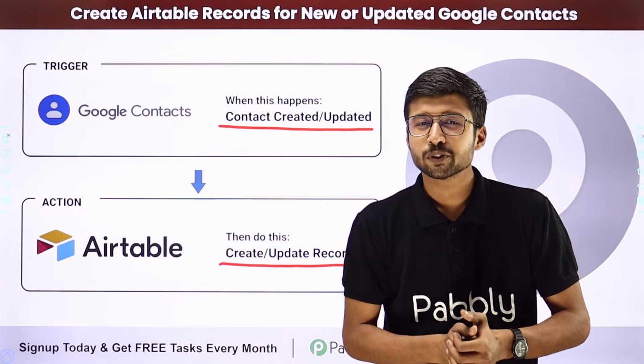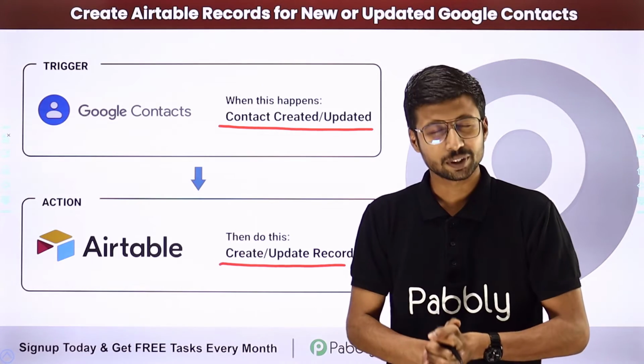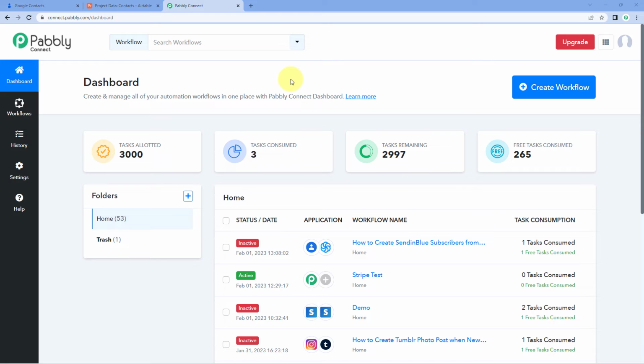Now how can you set up this automation? To know this, you have to come with me to my screen. So as you can see, here we are on Pabbly Connect's dashboard. Now to reach this dashboard, you will get a free sign-up link of Pabbly Connect in the description box below. By clicking on that link, you can create your free Pabbly Connect account in just 2 minutes.